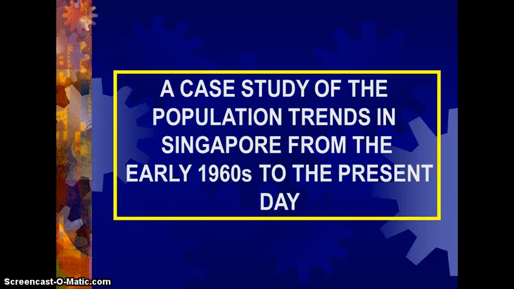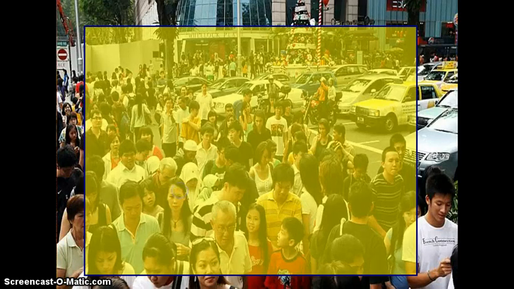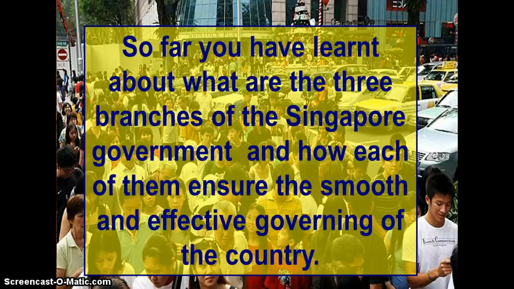In this lesson, we are going to make a case study of the population trends in Singapore from the early 1960s to the present day. So far, we have learned about the three branches of the Singapore government and how each of them ensures the smooth and effective governing of the country.